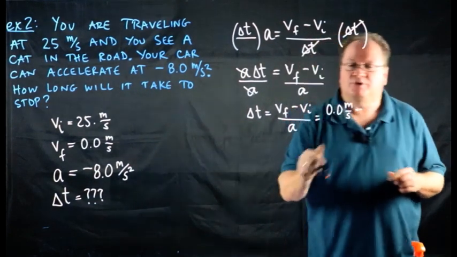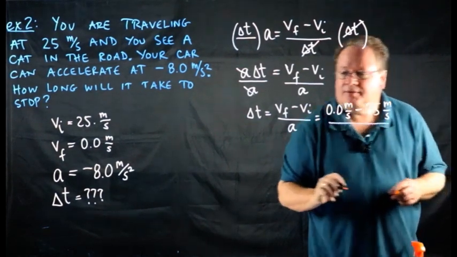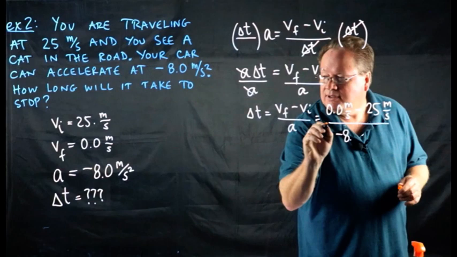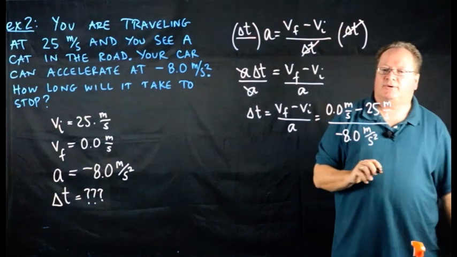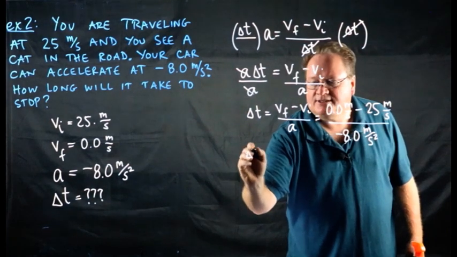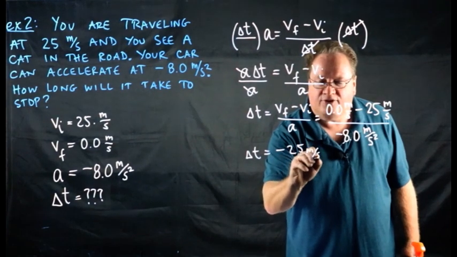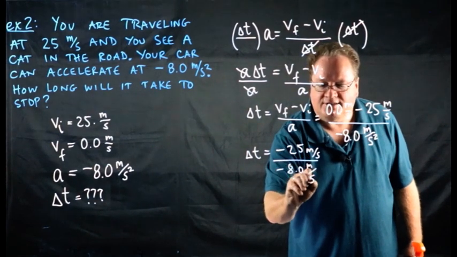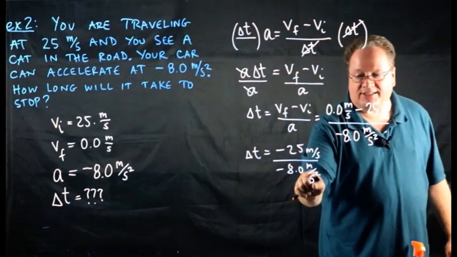Minus my VI, which was 25. All right? A was negative 8.0 meters per second squared. Okay? If I simplify this, delta t then is going to equal, on the top, negative 25 meters per second, divided by negative 8 meters per second squared. The way, again, I want you to envision this second squared, it's basically seconds times seconds on the bottom here.